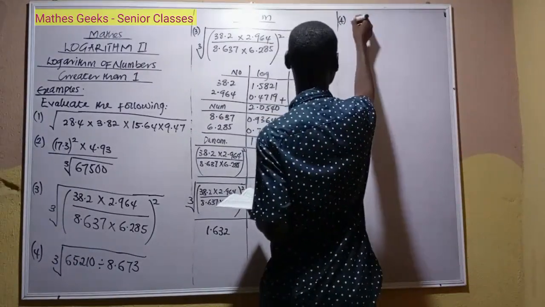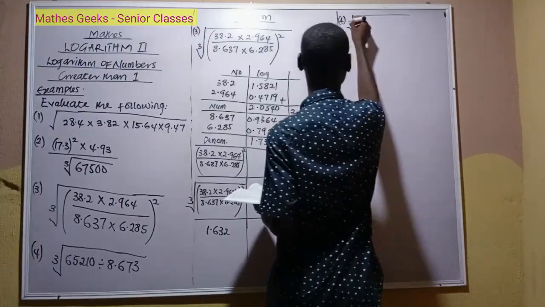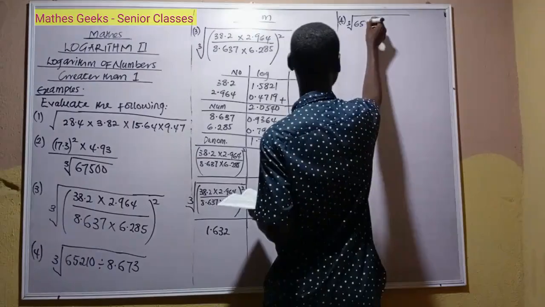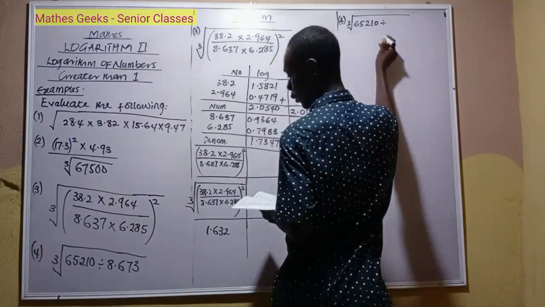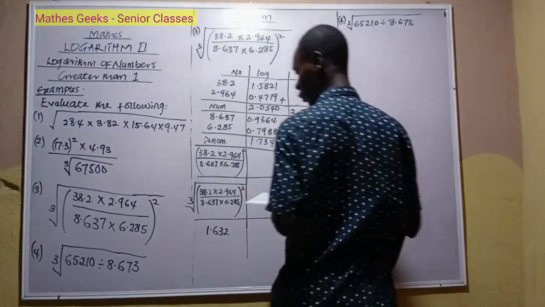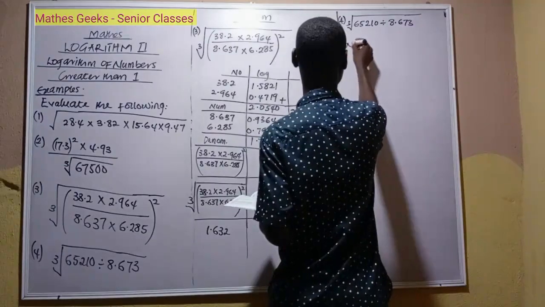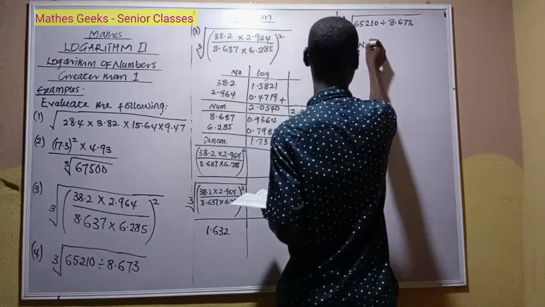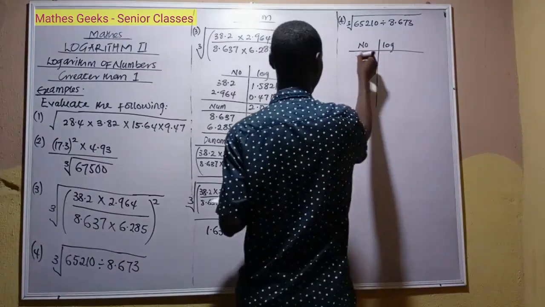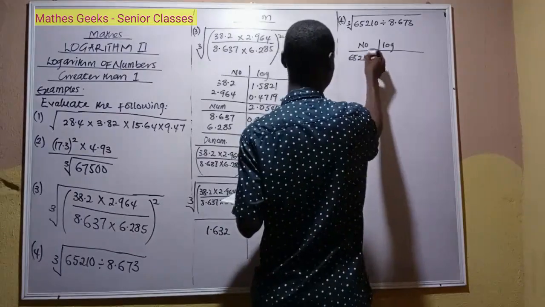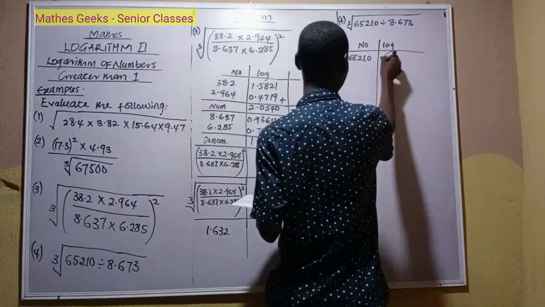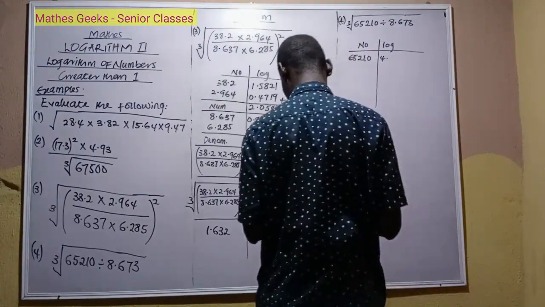Number 4. Third root of 65210 divided by 8.672. This will give us a number. Log 65210. The characteristic will be 1, 2, 3, 4. 4.65 on this show.